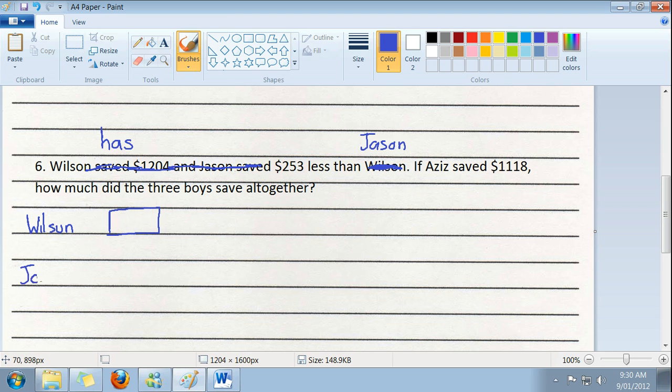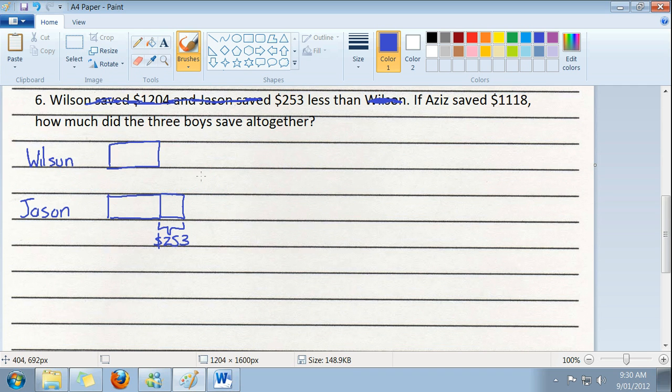Okay, and let's draw Jason's. Now it says Wilson has $253 less than Jason. So in other words, I can draw these two bars the same. However, because Wilson has $253 less than Jason, I draw an extra bar here and write 253. So in other words, Jason has $253 more than Wilson. Okay, so can you see how if I change some words around, the working out becomes totally different? Okay, it's very interesting. So hopefully that gives you a better indication on when to label your bars as units.